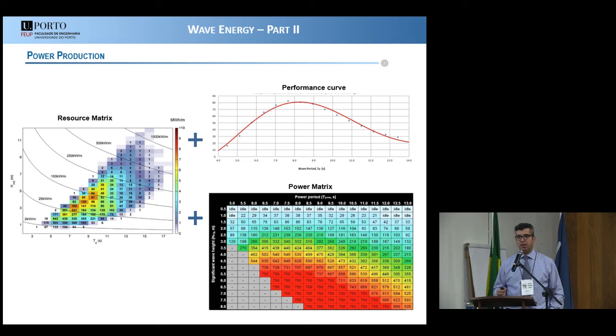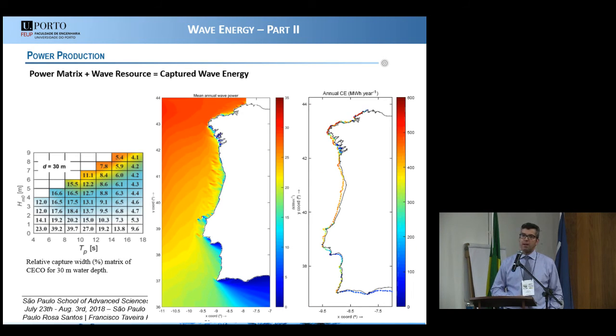Okay? So at the same location, different devices produce different amounts of energy, because different devices may have different performance. Or on the other hand, the same technology in different places may have quite different energy productions, okay? Because different locations may present different resource matrices. After combining that, you have the captured energy. If you combine the power matrix with the resource matrix, you will get the captured power or the captured energy, okay?